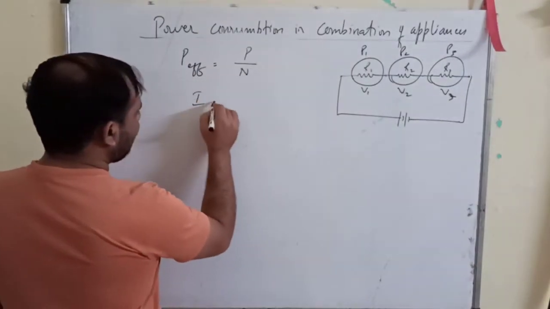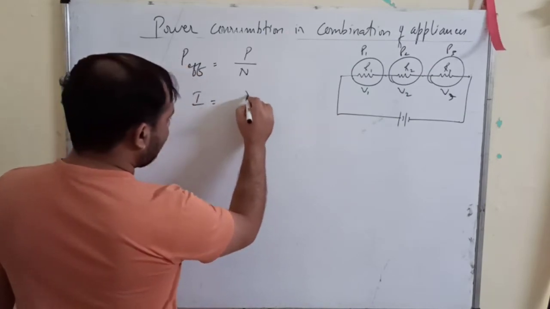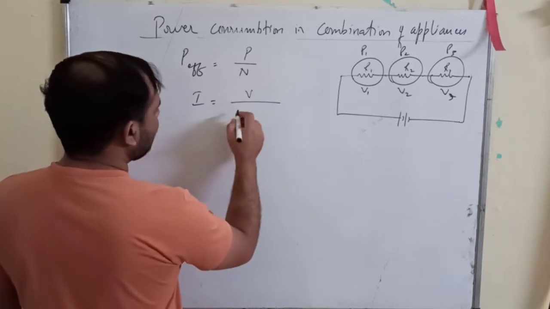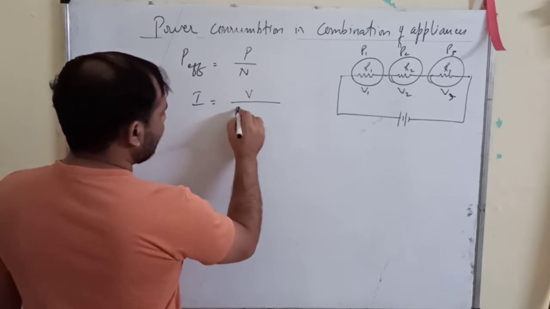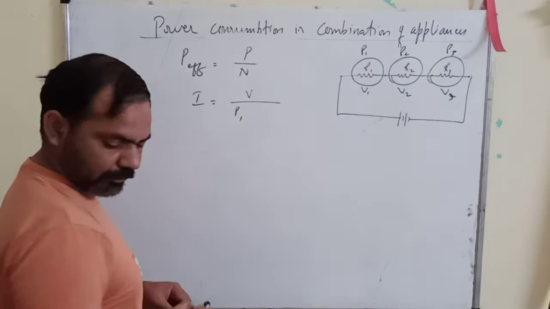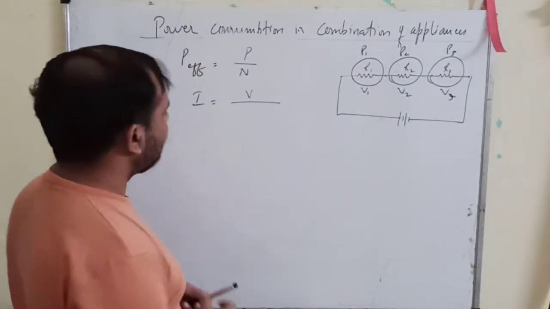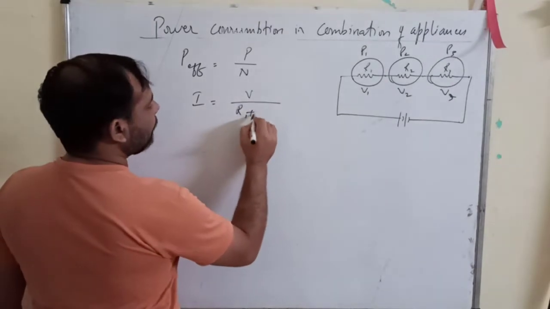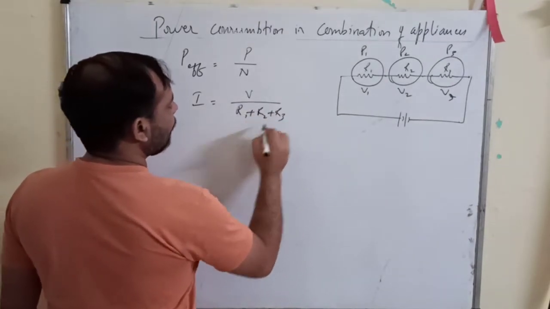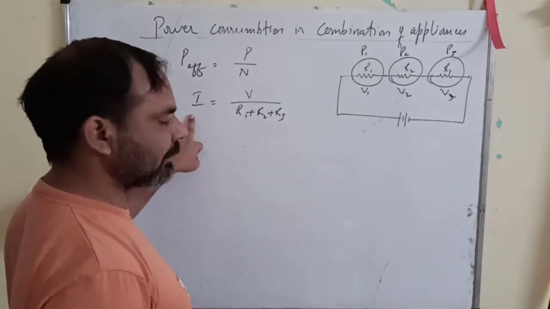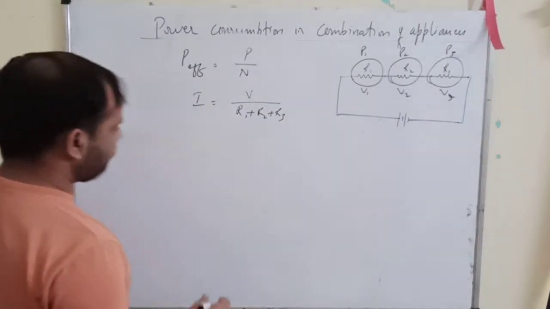And the current I will be given by V, the total potential difference applied by the source of current, upon the total resistance, I equals V upon R. The total resistance is R1 plus R2 plus R3. This is the effective power, and this is the expression for current.